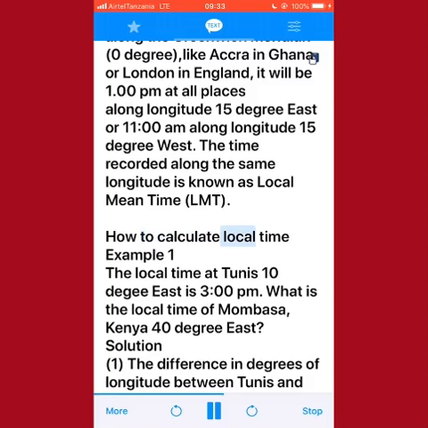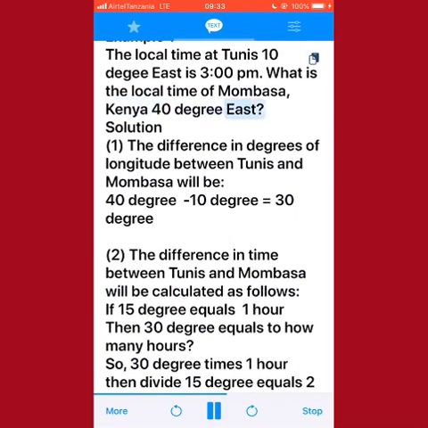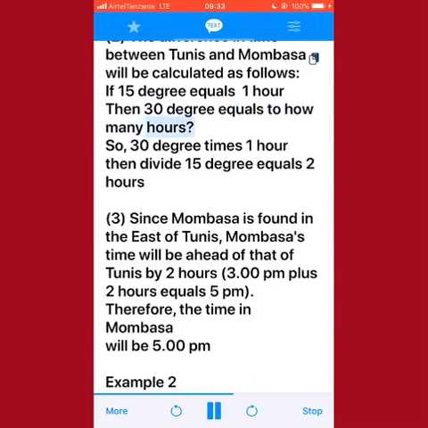How to calculate local time. Example 1. The local time at Tunis, 10 degrees east, is 3 p.m. What is the local time of Mombasa, Kenya, 40 degrees east? Solution. 1. The difference in degrees of longitude between Tunis and Mombasa will be 40 degrees minus 10 degrees equals 30 degrees. 2. The difference in time between Tunis and Mombasa will be calculated as follows. If 15 degrees equals 1 hour, then 30 degrees equals how many hours? So, 30 degrees times 1 hour, then divide by 15 degrees, equals 2 hours.